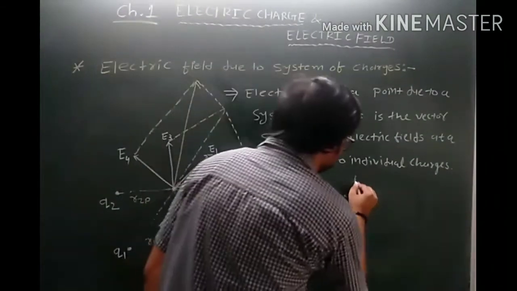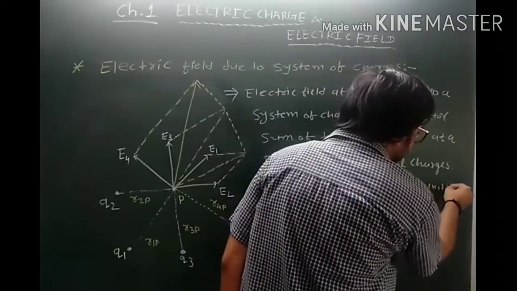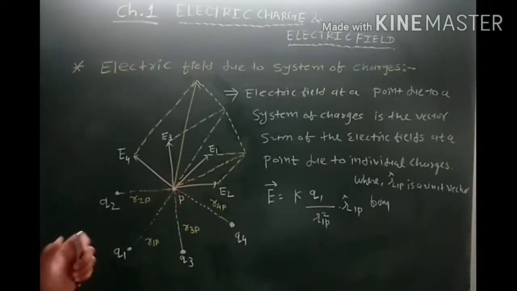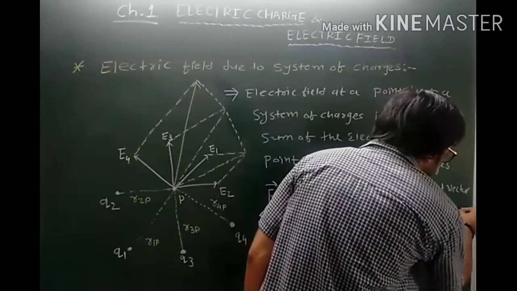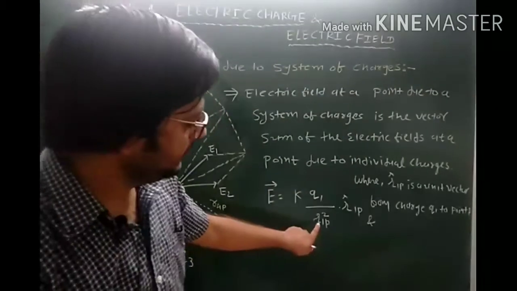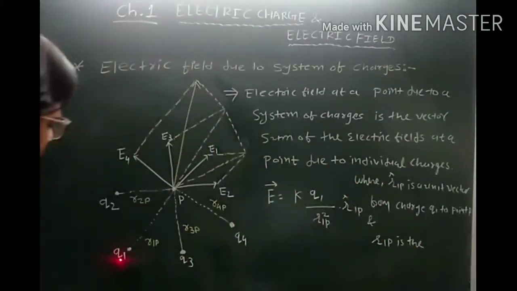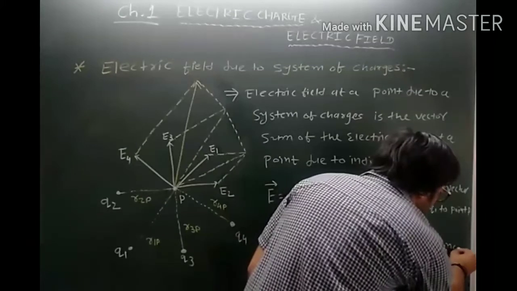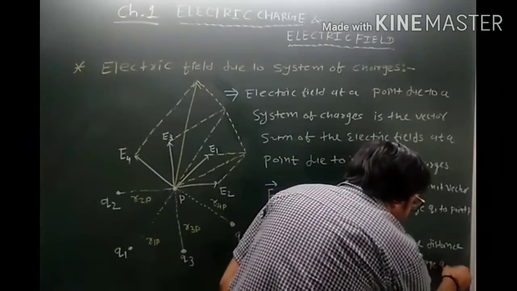Where R cap 1P is a unit vector from charge Q1 to point P, and R1P is the distance between charge Q1 and point P.